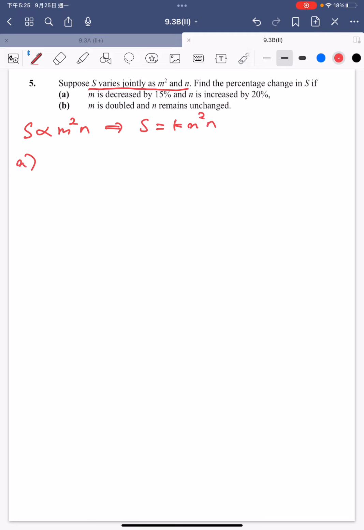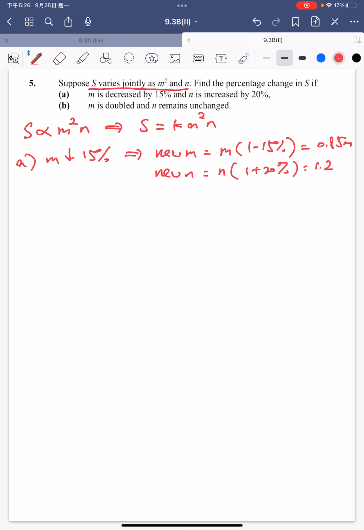So for question A, we have that m is decreased by 15%, which means that we can write our new m is equal to the old m times 1 minus 15%. Then we can get 0.85m, and our new n is increased by 20%. So using n times 1 plus 20%, we have this is equal to 1.2n. And so that we are now calculating the percentage change of s, we need to find out the new value of s first.